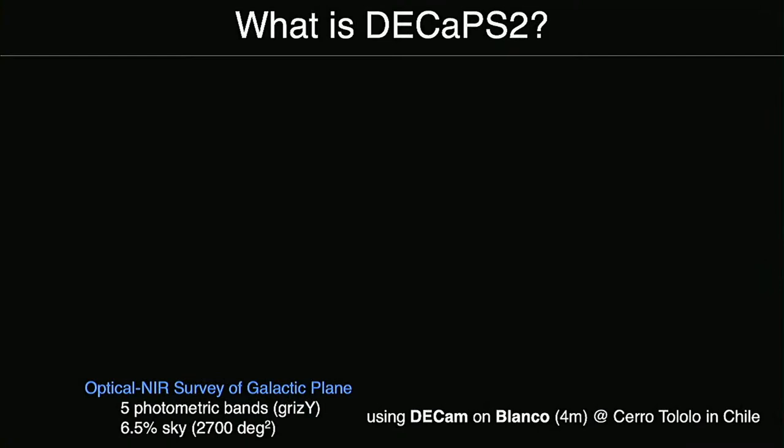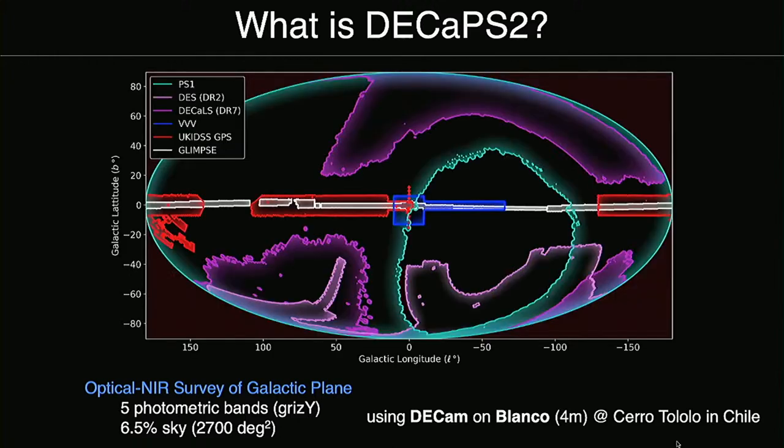So DCAPS 2 is an optical and near-infrared survey of the galactic plane in 5 photometric bands, g, r, i, z, and Y. It covers about 6.5% of the sky using DECam on the Blanco. And I find it very helpful to contextualize DCAPS with respect to other large area sky surveys and longer wavelength surveys of the galactic plane.